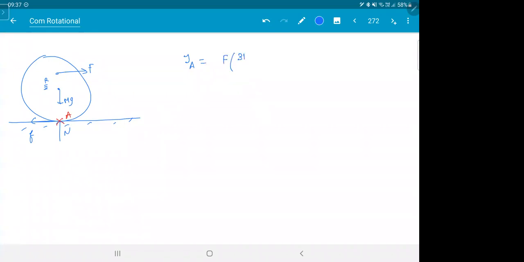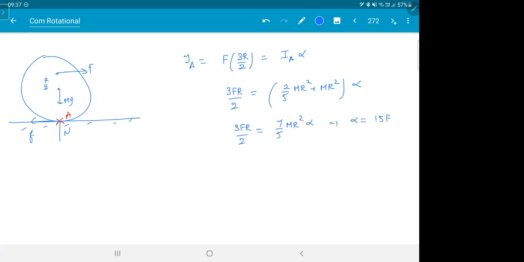That is F into distance, 3R by 2, equal to I about A into alpha. So 3FR by 2 is equal to, solid sphere, na, 2 by 5 mr square plus mr square, alpha. So it should be 3FR by 2 is 7 by 5 mr square alpha. So we get alpha is 15F by 14mR. Acceleration would be R alpha, which is 15F by 14m. Till here it is standard.